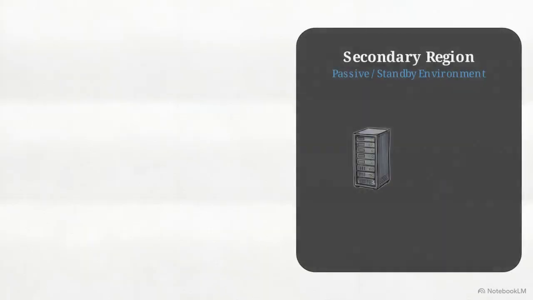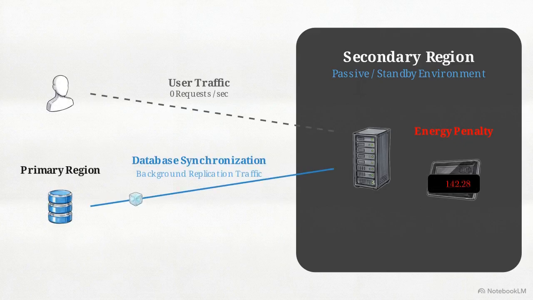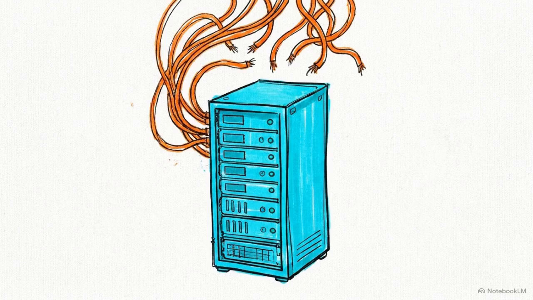Active-passive, however, carries a distinct energy penalty. For the secondary region to guarantee a fast takeover, its database has to stay continuously synchronized. Those standby servers are plugged in, running, and drawing continuous power. You are paying a permanent carbon cost for hardware that produces 0 productive output.